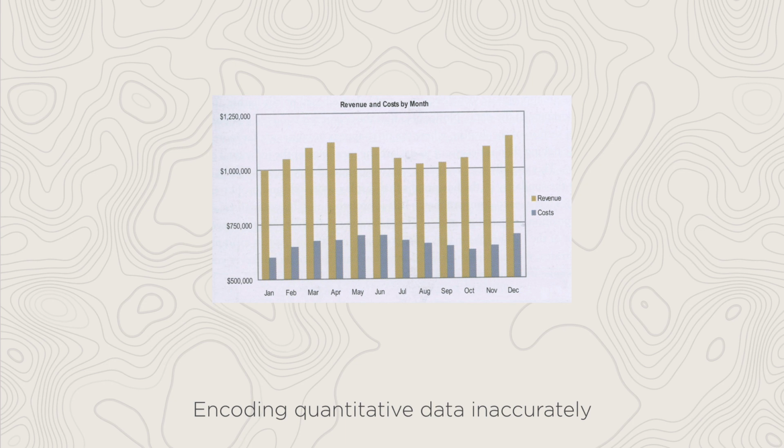The next common problem is encoding quantified data inaccurately. What this means is, be really careful that you're showing data and showing it properly. Here, it looks like this is all fine: revenue, cost, and so on. The problem is the lower left-hand corner. It's not going down to zero. It's going down to 500,000. And so you get the wrong sense of what these actual things are. Cost in January is not just this little teeny thing. Cost in January is a little over $500,000. By not having the y-axis go all the way to zero, we're encoding our quantitative data inaccurately.